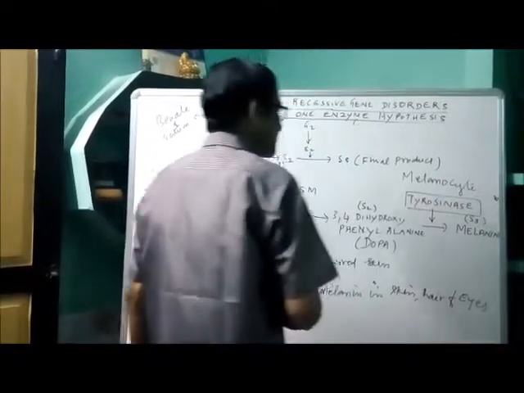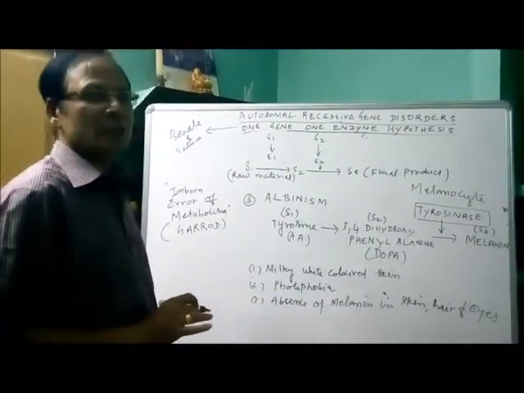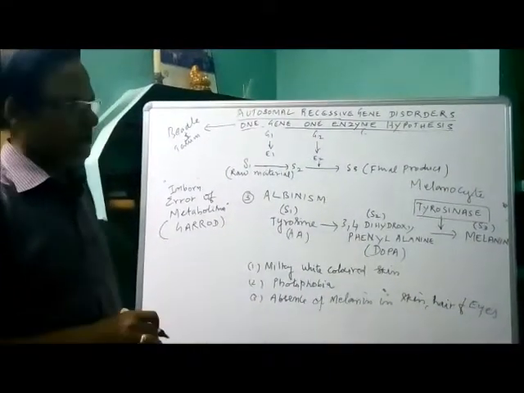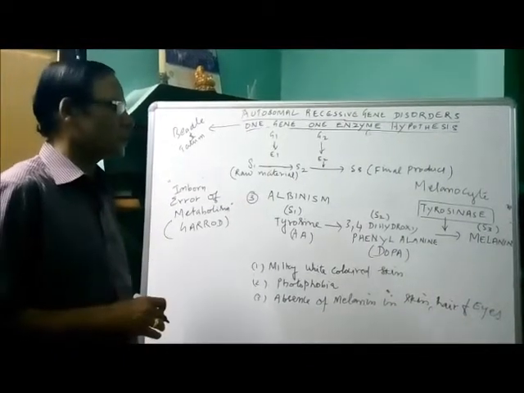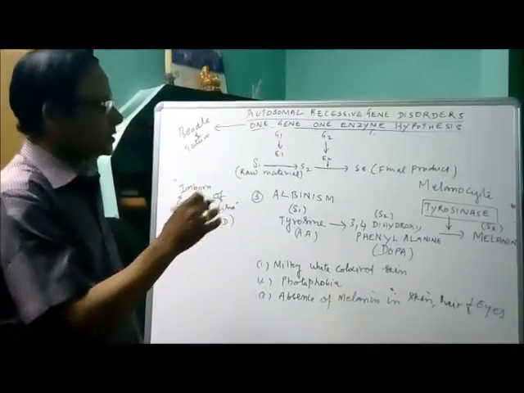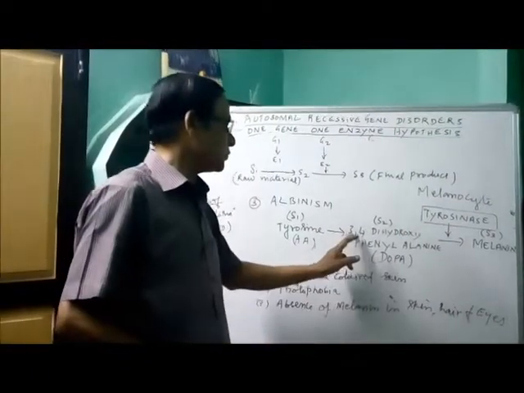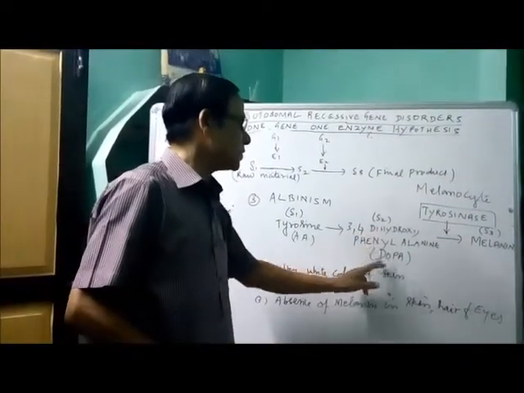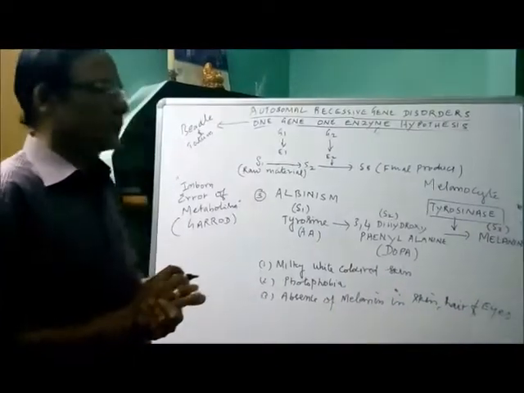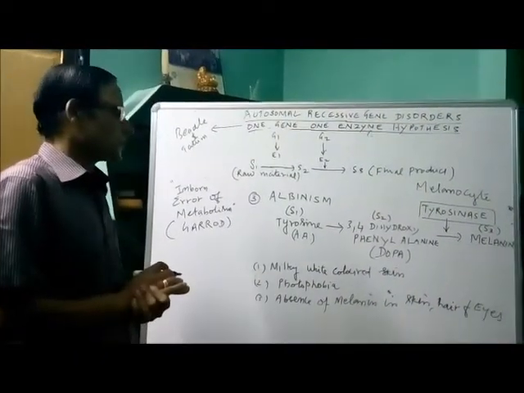The melanocyte is the cell where the melanin pigment is formed, and it contains the enzyme tyrosinase. This enzyme is responsible for the conversion of 3,4-dihydroxyphenylalanine to melanin. This occurs normally when the enzyme is present.